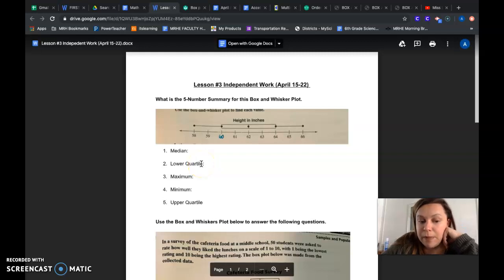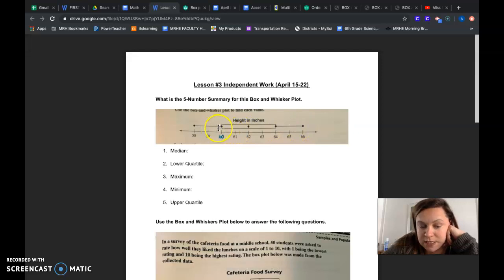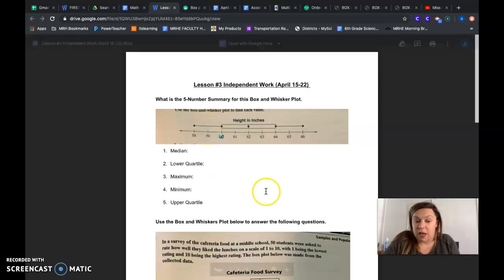Again, you know what minimum and maximum are. This is your minimum. This is your maximum. What are these 3 other lines with the dots in them? What do they represent? That's what we went over at the beginning of this video.